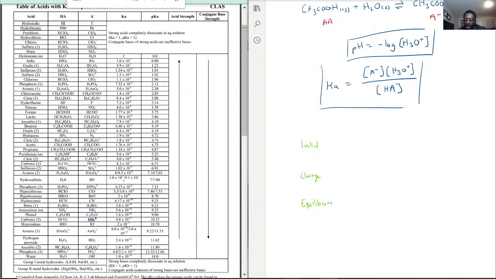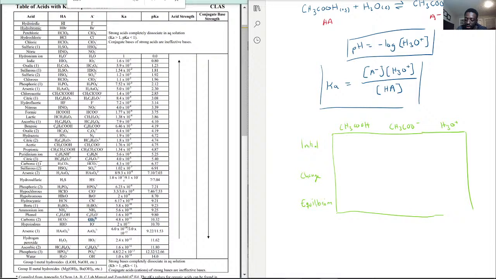The purpose of an ICE table is for you to track how much of the acid dissociates into its conjugate base and the hydronium. So for example, I would put here the CH3COOH. This is the acid, the HA, forming into the CH3COO minus, that's the conjugate base, and the H3O plus, that's just the hydronium.